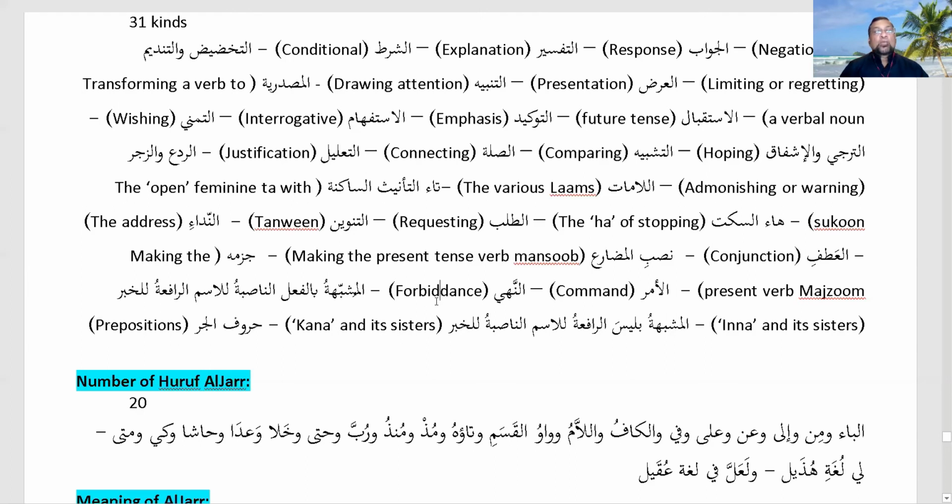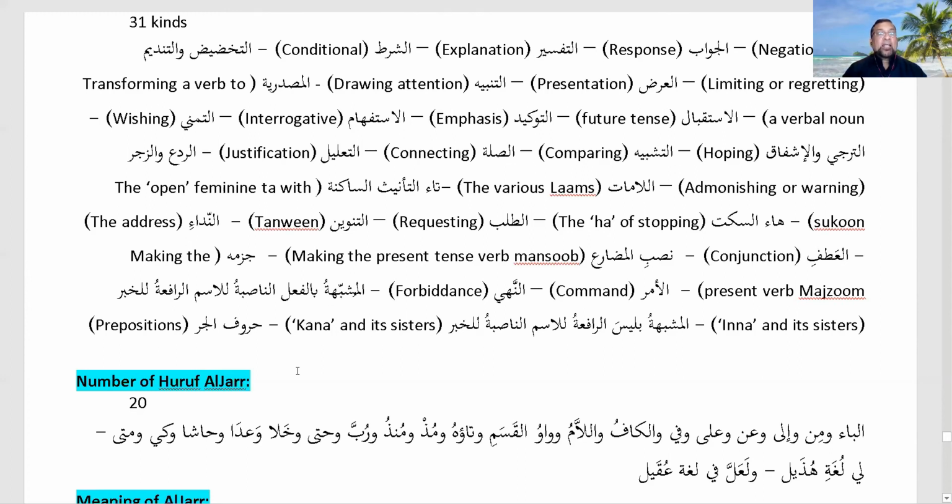Al-mushabbahatu bil-fi'li. An-nasibatu lil-ismi. Ar-rafi'atu lil-khabari. That which resembles the verb and makes the ism mansub and makes the khabar marfu'. Instead of translating it like that, I said inna and its sisters, inna wa akhawatuha. And al-mushabbahatu bilaysa ar-rafi'atu lism an-nasibati lil-khabar. And kana and its sister.